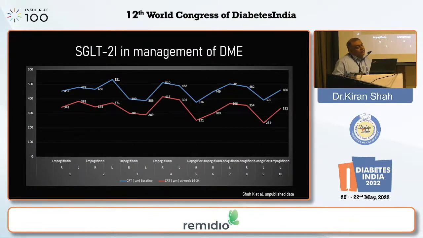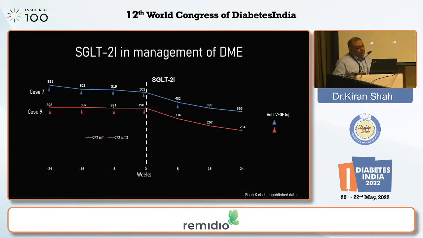Can we use SGLT2 inhibitors in the management of diabetic macular edema? Now, these are just 10 cases of the 20 cases. I could not show each and every one, but I've used empagliflozin, canagliflozin, and dapagliflozin. The first 4 cases are having diabetic macular edema in both the eyes. Subsequently, from the 5th case, you can see till the 10th case, it's just one eye which has been affected. The blue line shows the baseline central retinal thickness, whereas the red line shows that after the initiation of the SGLT2 inhibitor, there is decrease in the central retinal thickness.